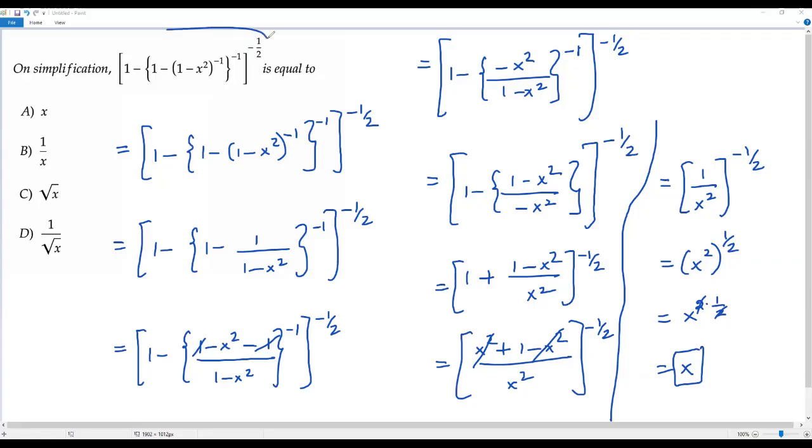On simplification, the given expression is equal to x. We find x in answer choice A. The correct answer choice for this question is A.